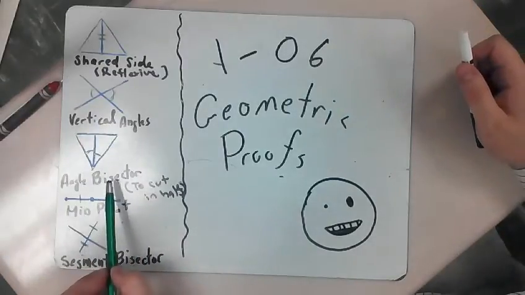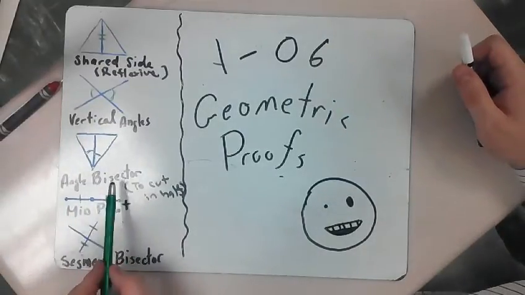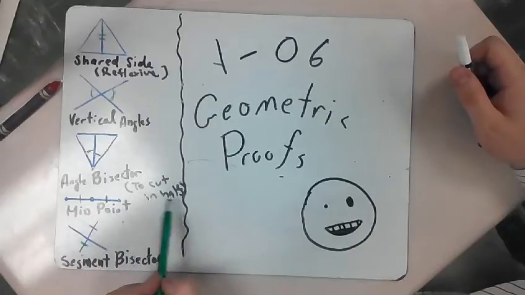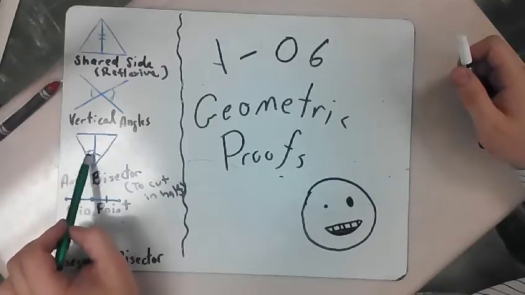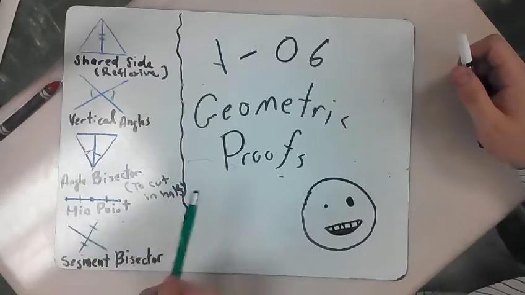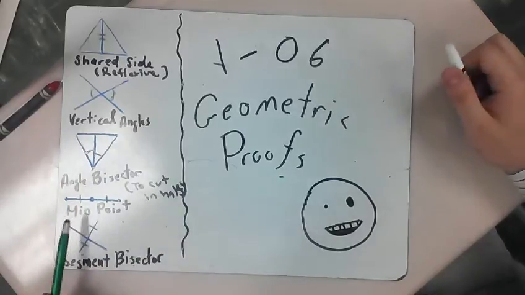We have angle bisector. This is new. Bisector means to cut in half. So we're cutting an angle in half to create two equal angles, or two congruent angles.